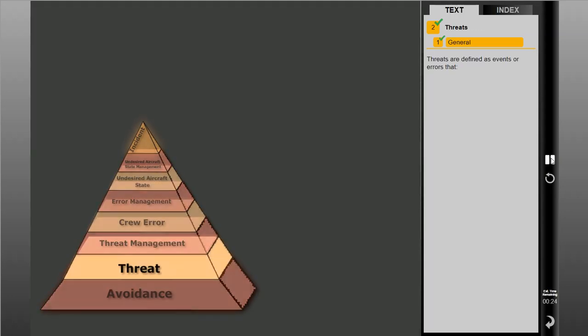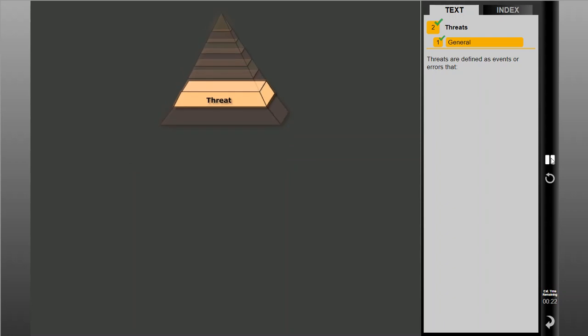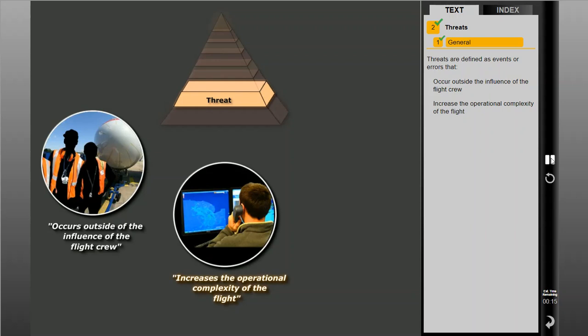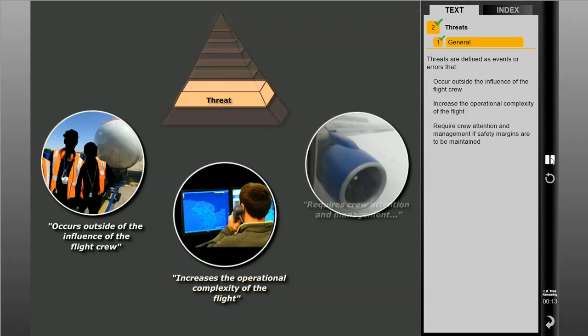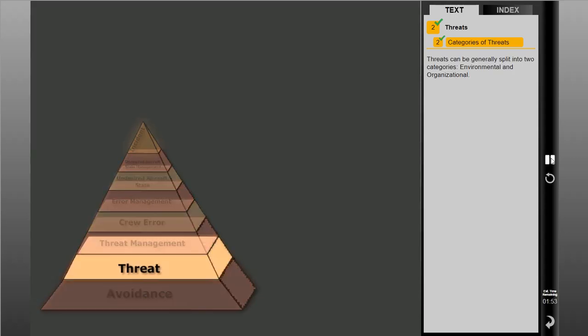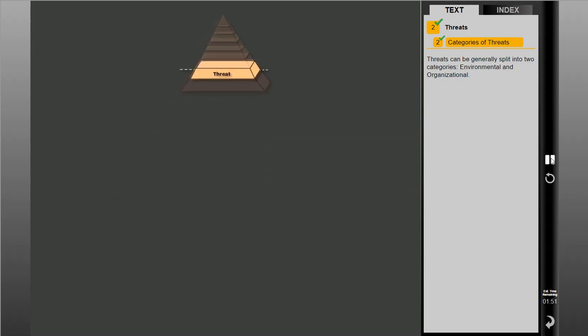Threats are defined as events or errors that occur outside the influence of the flight crew, increase the operational complexity of the flight, and require crew attention and management if safety margins are to be maintained. For example, inclement weather and an icy runway with poor braking action could be considered a threat to safety. Threats can be generally split into two categories: environmental and organizational.